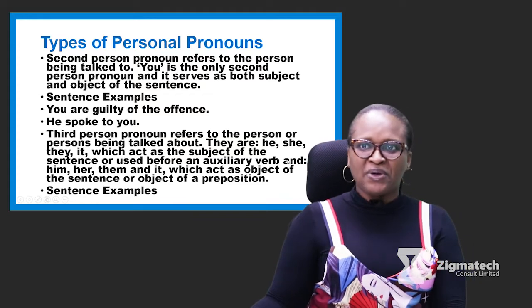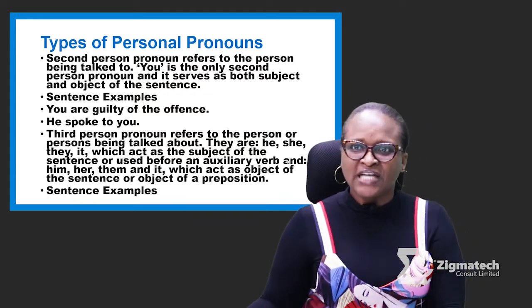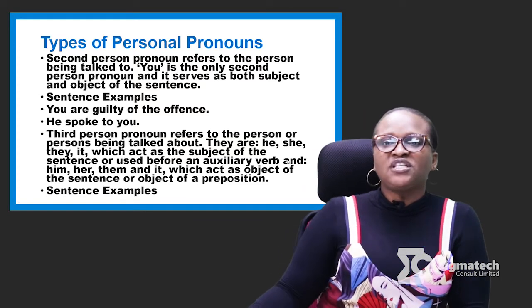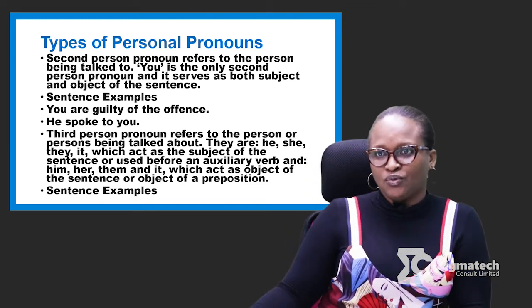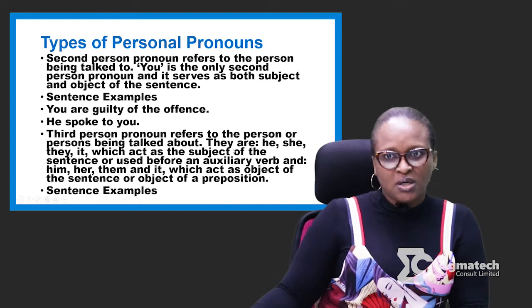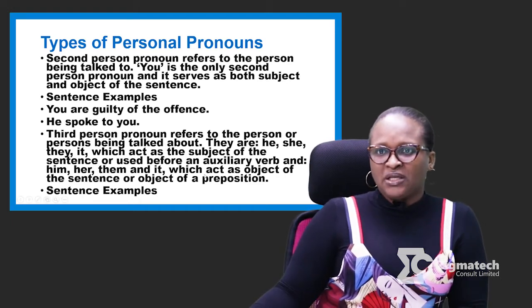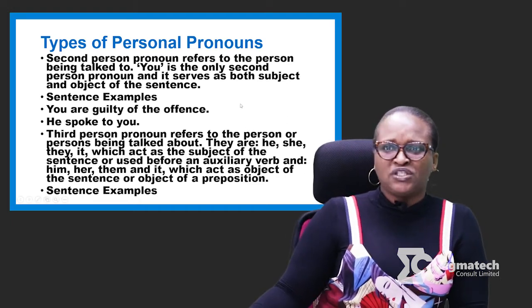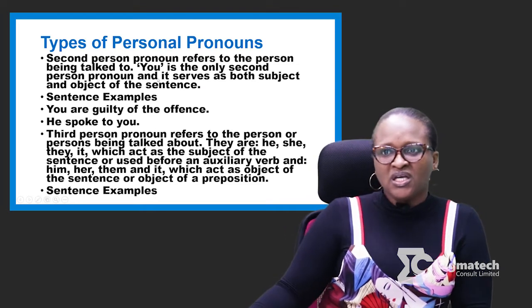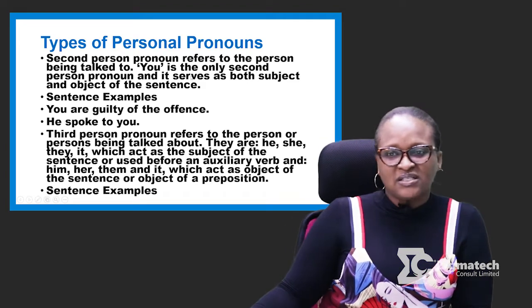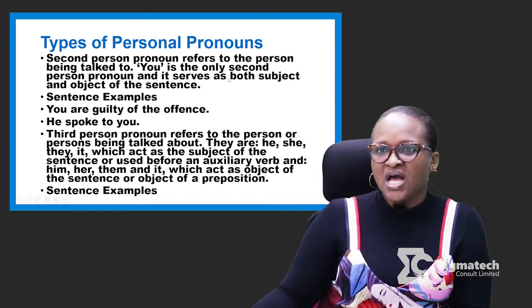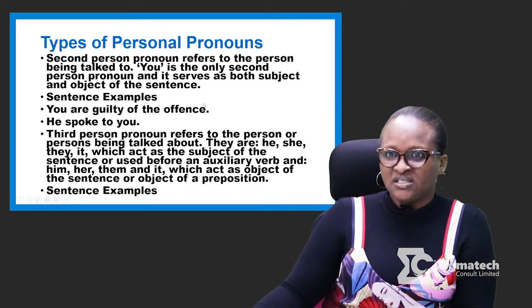We have the second person pronoun still under types of personal pronoun. The second person pronoun refers to the person being talked to. Who is being talked to? You are the one being talked to. So when we're talking about second person pronoun, we just talk about the you. You is basically the only second person pronoun that we have. It serves as the subject of the sentence as well as the object of the sentence.